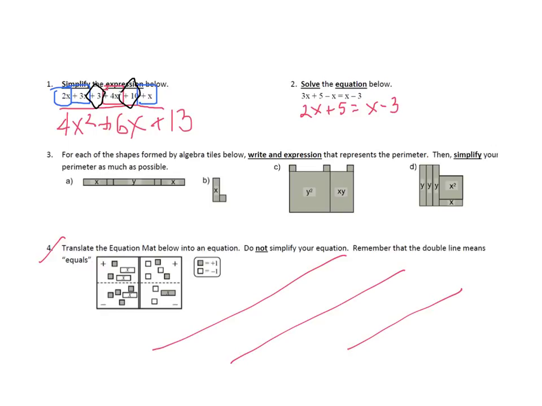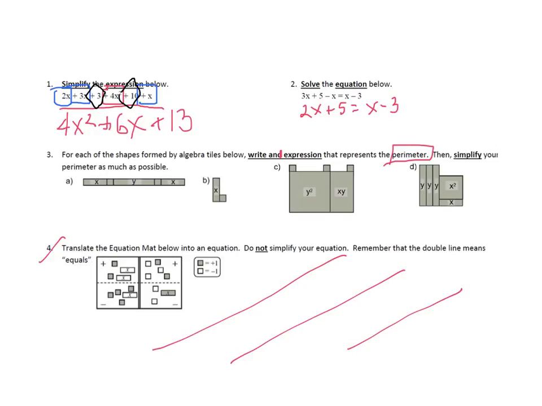Number 3 says, for each of the shapes formed by the algebra tiles below, write an expression that represents the perimeter. Go ahead and erase that D. Then simplify your perimeter as much as possible. So we're going for perimeter. That's an important word. I'm going to circle it.